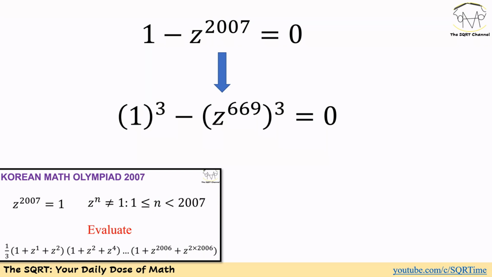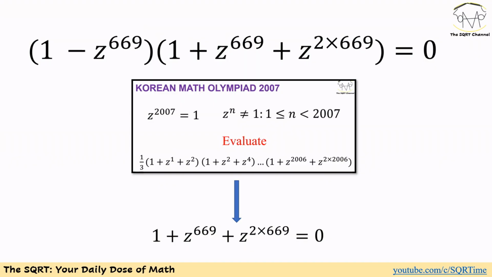So we can write the equation as 1 minus z to the power of 669, all to the power of 3, is equal to 0. So we can write it as 1 minus z to the power of 669 times 1 plus z to the power of 669 plus z to the power of 2 times 669 is equal to 0. Now let's review the problem that we had again.